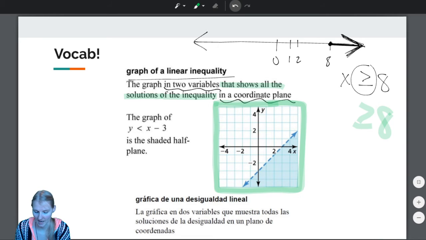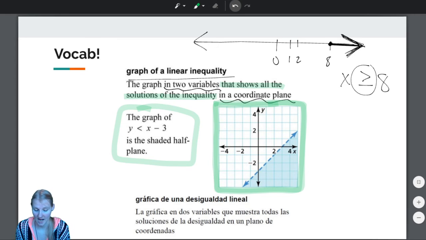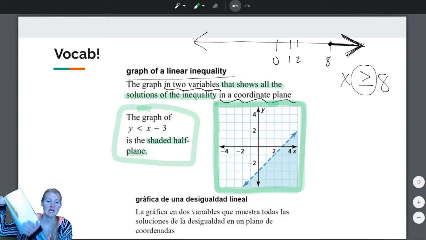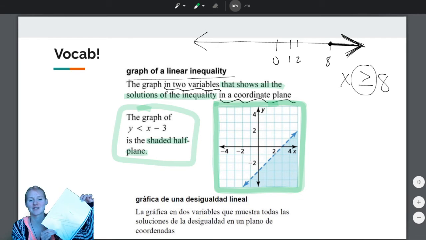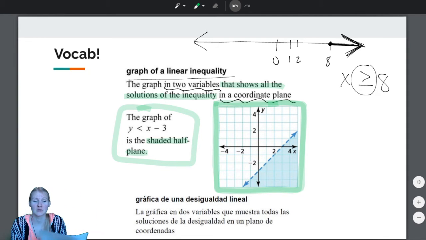So notice how the graph of y is less than x minus 3 is the shaded half plane. We're going to talk more about half planes on the next slide as well. You can think of a plane as a sheet of paper. And if I'm talking about a half plane, I'm talking about half of the paper. So I'm taking half of the plane. The coordinate plane is, well, a plane. That's why we call it a coordinate plane. So we're taking half of it.